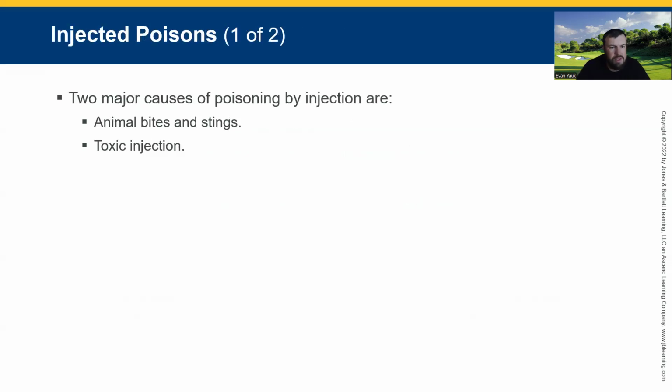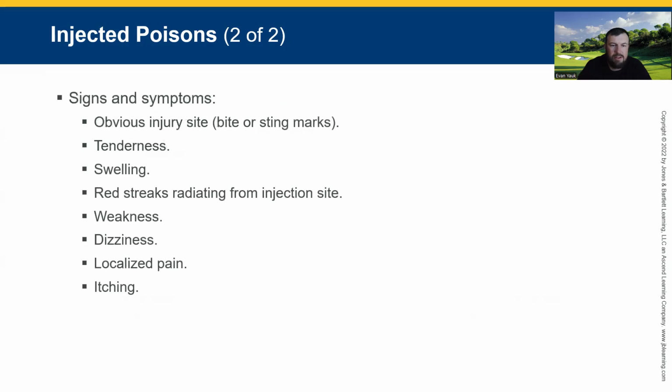Injected poisons. There are two major causes of poison by injection. Those are animal bites and stings, and toxic injection. So, of course, we've got spiders, snakes, bees, wasps, all that kind of stuff. That counts as an injection. I would rather play with a snake than a spider personally. But then we have toxic injections. People shoot themselves up with mixtures of chemicals and stuff to die.